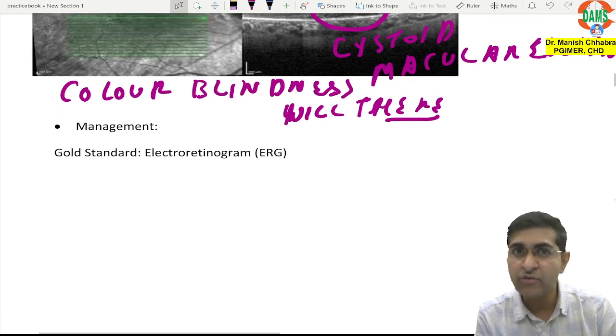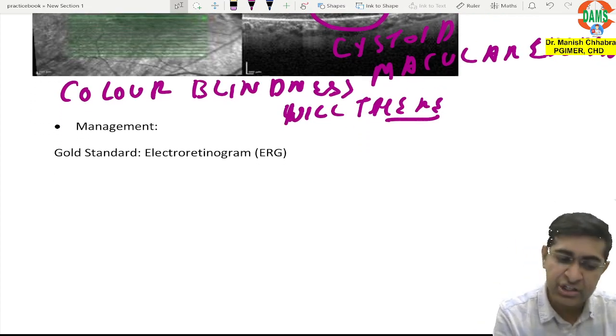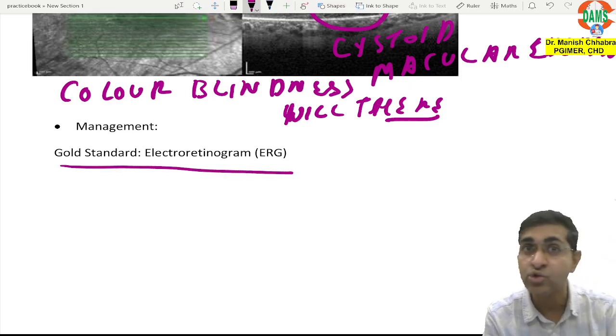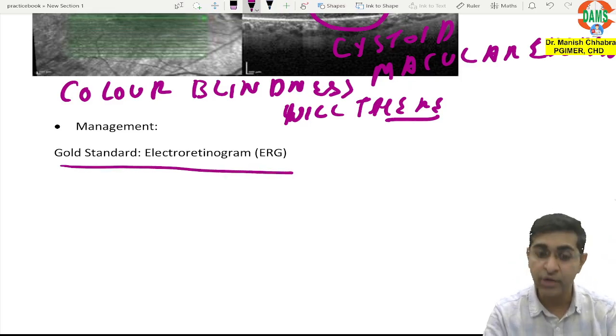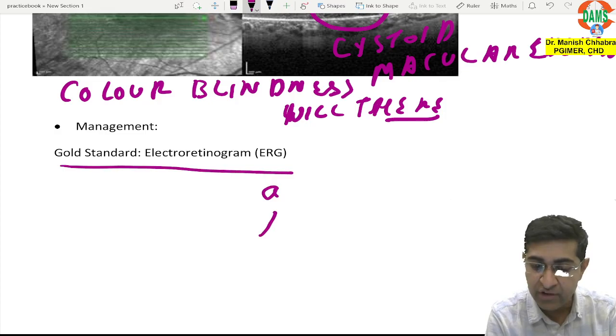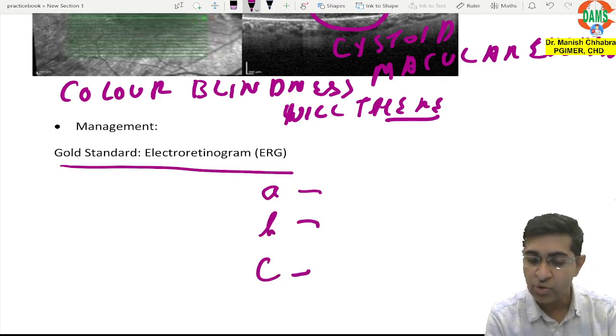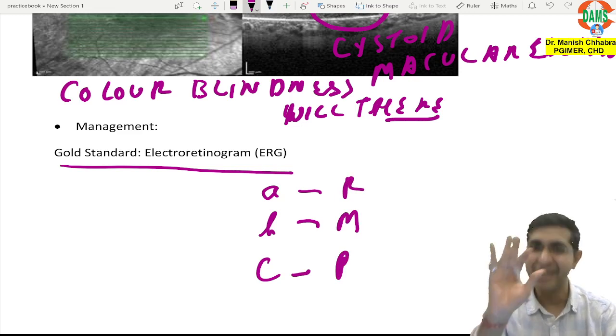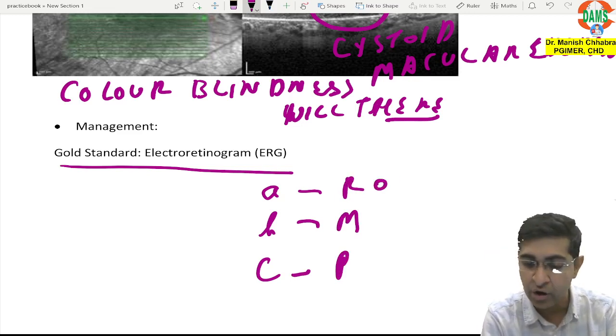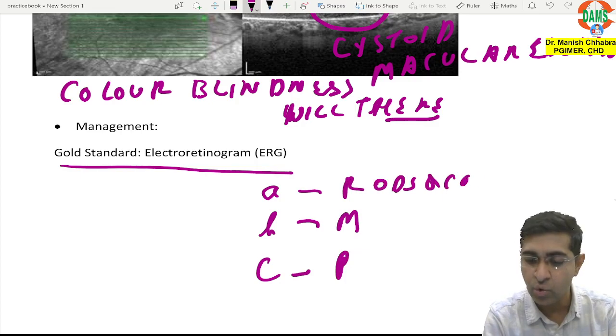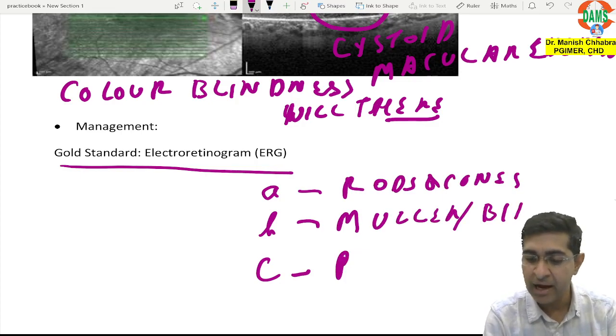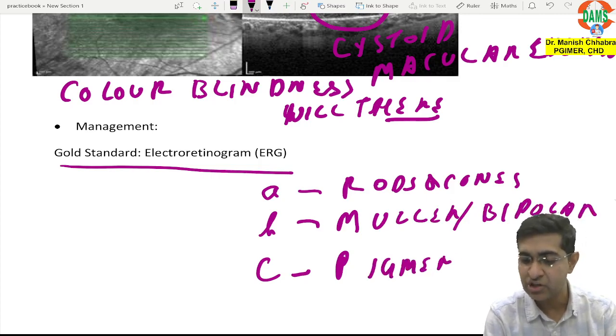Okay, so what will be the management? The investigation which is gold standard is electroretinogram. In electroretinogram there are three waves: A wave, B wave and C wave. So how will you remember? A, B, C is RMP, resting membrane potential, that is the mnemonic. R for rods and cones, while M for Muller cells, bipolar cells, while P for pigment epithelium, which is nothing but the retinal pigment epithelium.